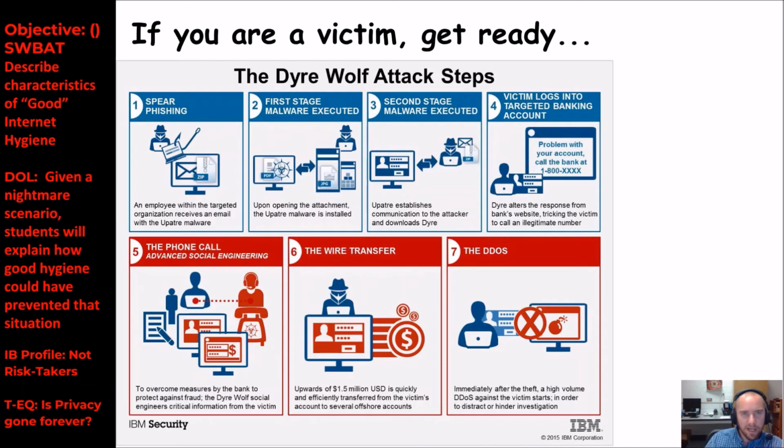And listen to this scenario. There's this thing called a dire wolf attack where after going through all these steps, the worst part to me seems to be the DDoS at the end. So it says immediately after the theft, a high volume of DDoS against the victim starts in order to distract or hinder the investigation. So if it wasn't bad enough that they have stolen your money, then they start pounding you so that you can't even go through the investigation process. That right there is true evil.